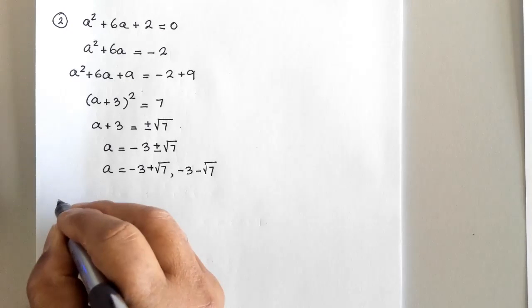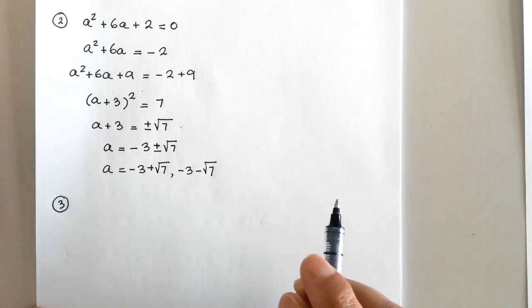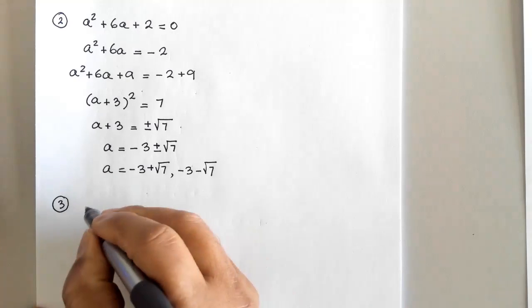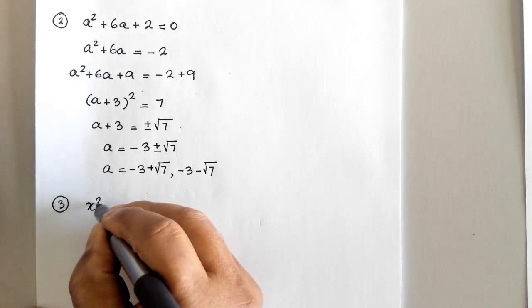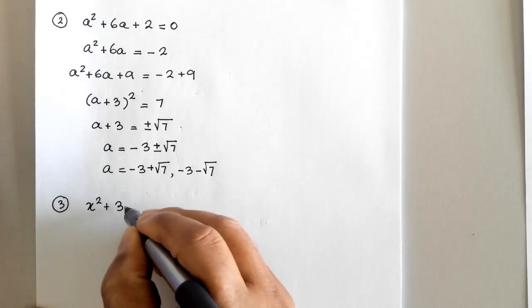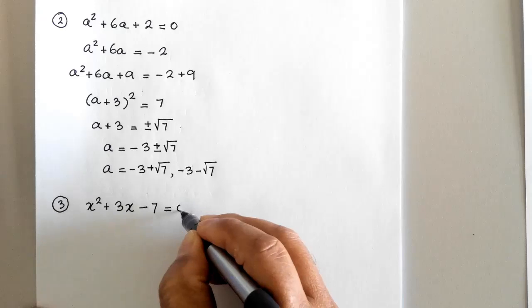Okay, and question 3. So we need to learn exactly what is going on. So let's say that you have x squared plus 3x minus 7 equal to 0.